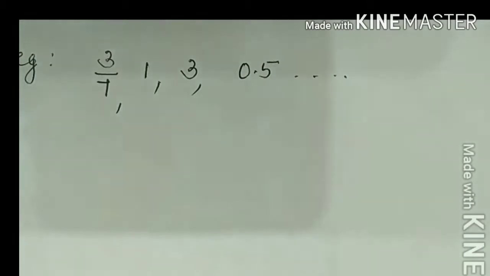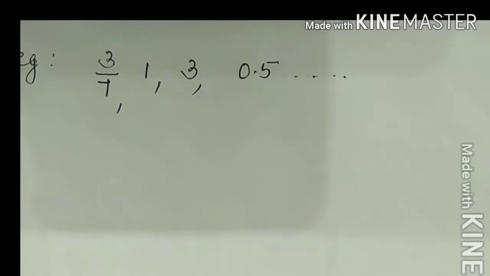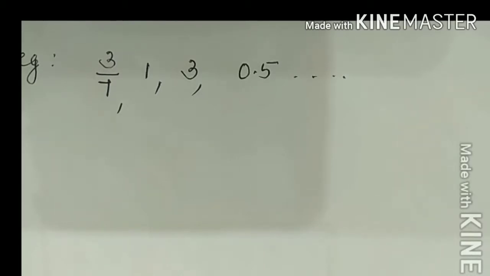Next, 1. Is 1 a rational number? When you see 1, it seems to have no denominator. No, 1 has a denominator. 1 can be written as 1 by 1. Every natural number has a denominator, which is 1. Now let's see 1 by 1, where the numerator is 1 and the denominator is also 1. Both are integers, so it is in the form of p by q, and the denominator 1 is not equal to 0. Again, 1 is a rational number.